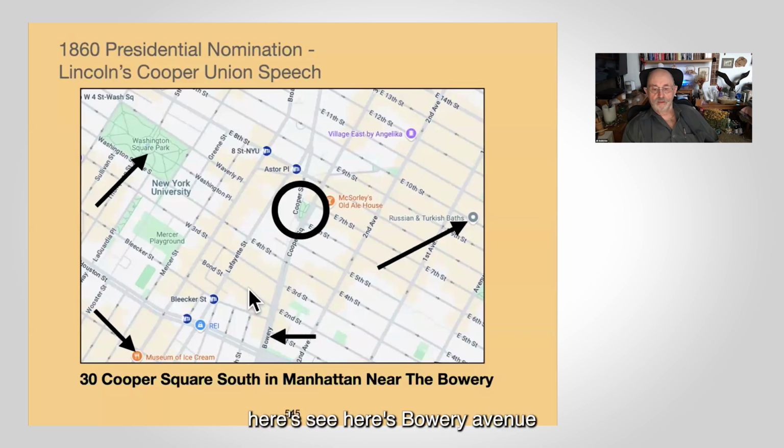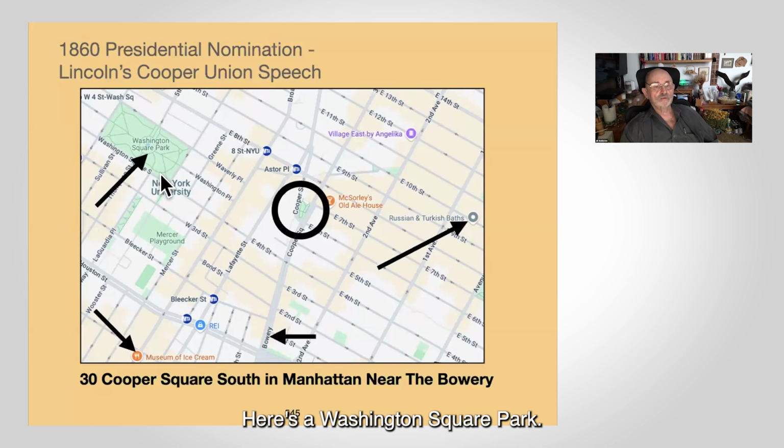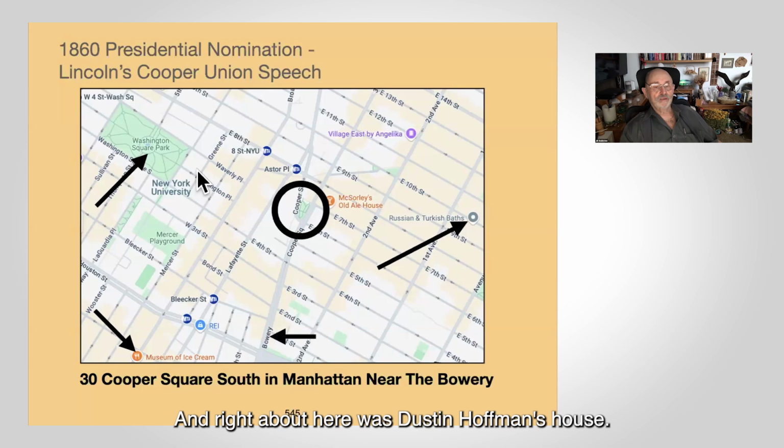Here's Bowery Avenue. Here's Museum of Ice Cream. I'll tell you, they got everything you can imagine in New York City. Here's Washington Square Park. There's a hotel over here that I stayed in for a couple of nights, and there's a park across the street. And right about here was Dustin Hoffman's house.